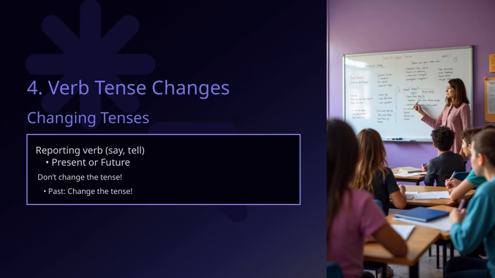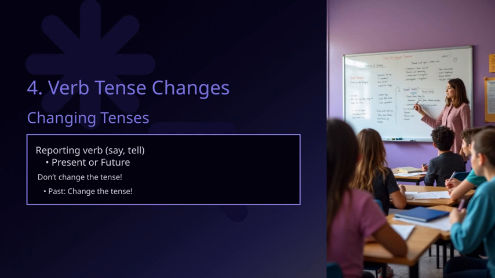Remember, don't change the tense unnecessarily. If the original statement is in the past, you should stay in the past tense. For example, if someone said, "He said he was tired," you wouldn't change that to present tense like, "He says he is tired," unless the situation actually changed. Also, pay attention to the reporting verbs like say or tell. When reporting in the present or future, the tense can sometimes shift, but in the past, it's best to keep the original tense. This consistency helps keep your reporting clear and accurate.